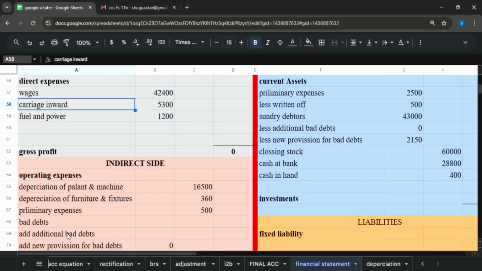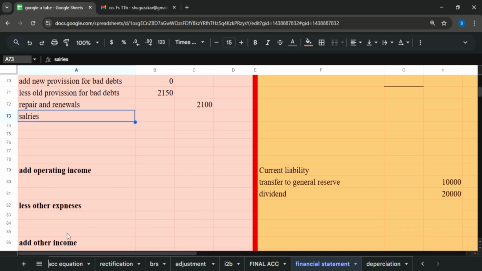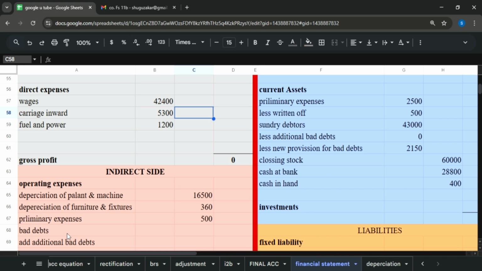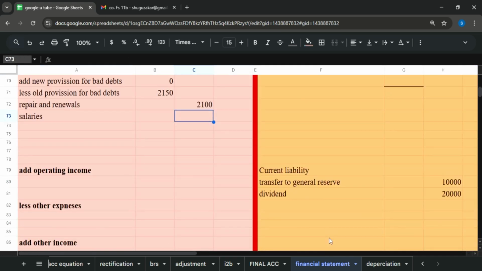Again part of operating expense side. Salaries, amount of salaries, 10,400. Let's write down 10,400. Okay, just give me a few seconds.